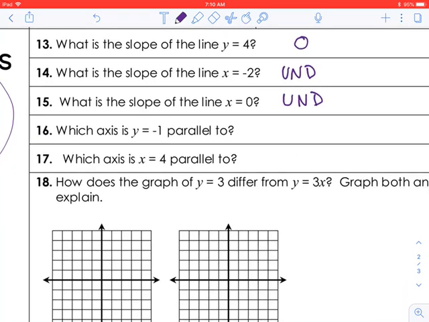Okay? Which axis is y equals -1? So y equals means it's going this way, and it's parallel to the x-axis. And then x equals 4 means it's going up and down, so it's parallel to the y-axis.